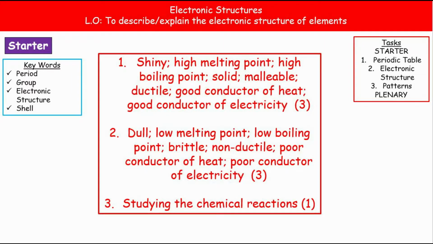Then same thing for our non-metal physical properties, again a maximum of 3 marks, 1 for each one you get. Dull, low melting point, low boiling point, brittle, non-ductile, poor conductor of heat, poor conductor of electricity. And the final one, how do we work out the chemical properties? Then the answer is we study the chemical reactions. Give yourself a tick if you got that one. Add up your score, it's out of 7 today, and write that in your books for me.